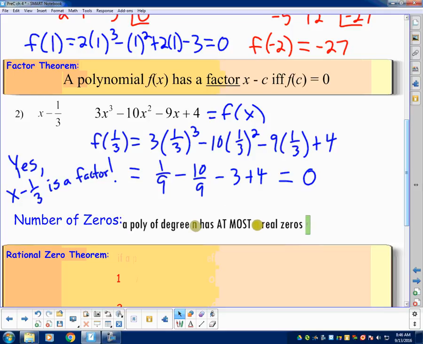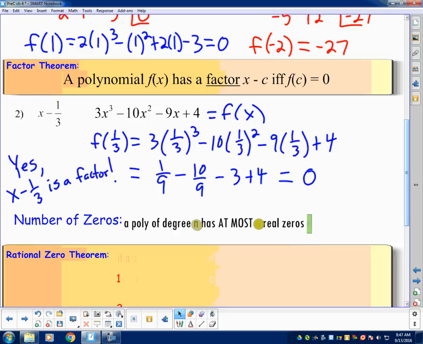Number of zeros. A polynomial of degree n has at most n real zeros. This is kind of a softer version of the fundamental theorem. The fundamental theorem says, in terms of complex zeros, it will have n of them. Okay? In terms of complex zeros, it will have n of them. But this one's saying a polynomial of degree n has at most n real zeros. They could all be real, but they don't have to be.